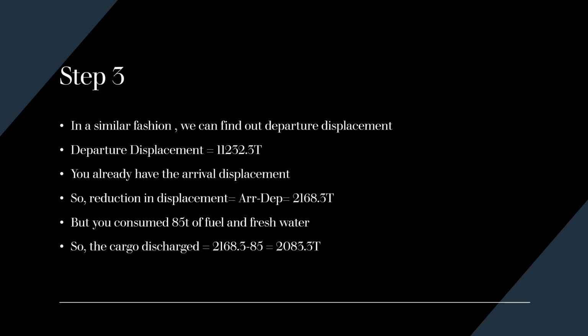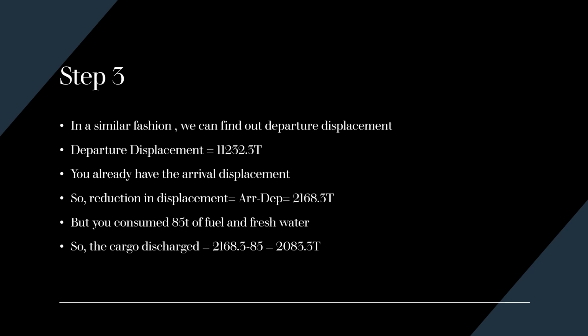So we have the arrival displacement. Now, if you go about in a similar fashion, you also know the departure drafts, and you also know the density of water, which is in fact salt water. So in a similar fashion, as shown in step 1 and step 2, you can actually calculate that your departure displacement is 11232.3 tons.